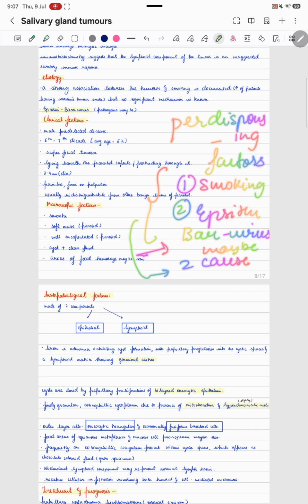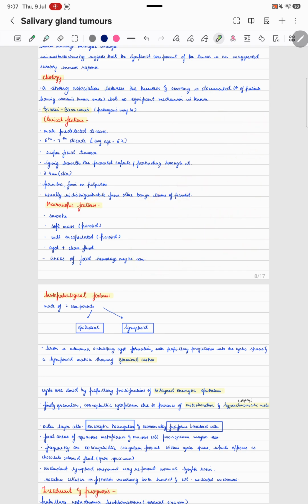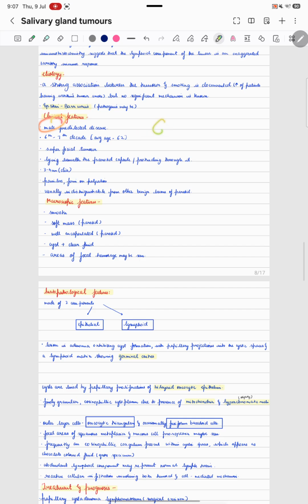Now clinical features: it is a male predilected disease seen in 60 to 70 years, average age being 62. It is a superficial tumor lying beneath the parotid capsule and protruding through it, 3 to 4 mm in diameter, painless, firm on palpation, usually indistinguishable from benign lesions. Macroscopic features: it is a smooth, soft mass, well encapsulated, with cystic clear fluid; areas of focal hemorrhage might be seen.